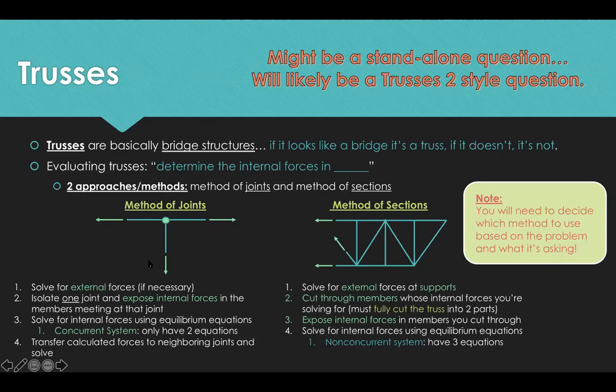So solving for method of joints, right? You pick one joint, which is where the members meet, and you essentially cut every member that meets at that joint in half, right? So this member, and this member all meet at that joint, so they were all cut.